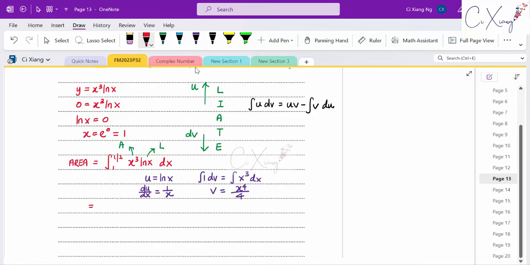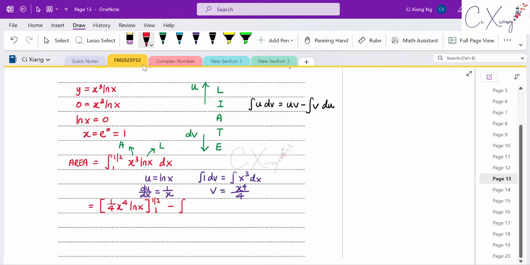Okay, continue. Now I want to apply integration by parts. The formula is u times v. So the u here is ln x, multiplied with v. v is x power 4 over 4. Please take note that the x power 4 over 4 is not inside the ln. It should be outside the ln. There's only the x inside the ln. If I want to rephrase it in a better way, I will have 1 over 4 x power 4, then ln x.